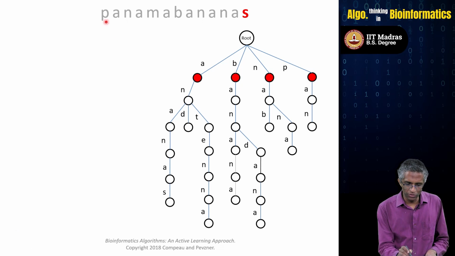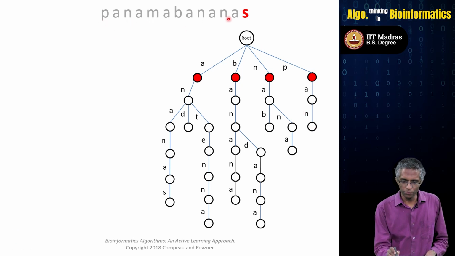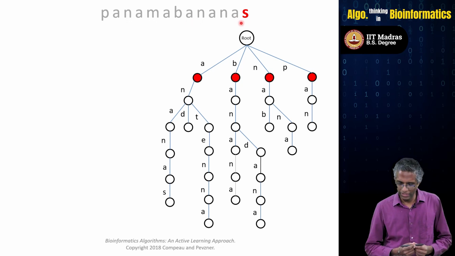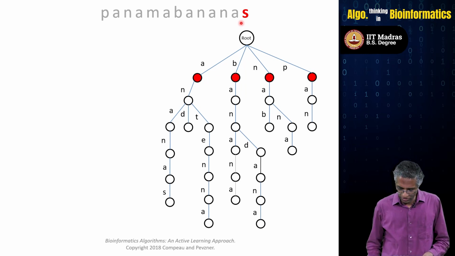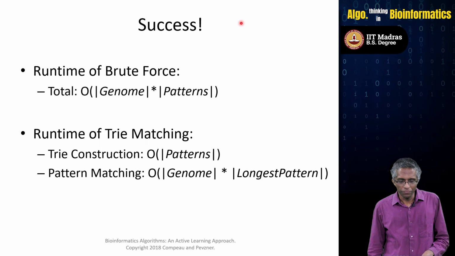So especially we looked at this PAN was matching. This was PAN. We found banana was matching. We found ananas was matching. And so basically those are the matches. And this was just one scan through the genome. Okay.